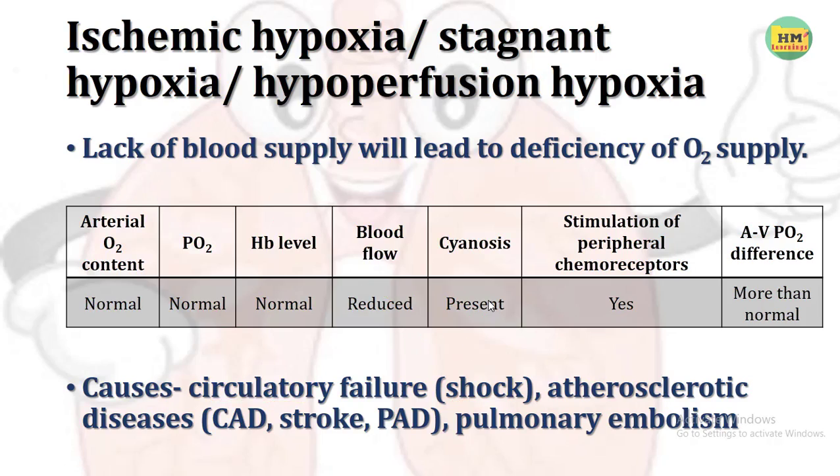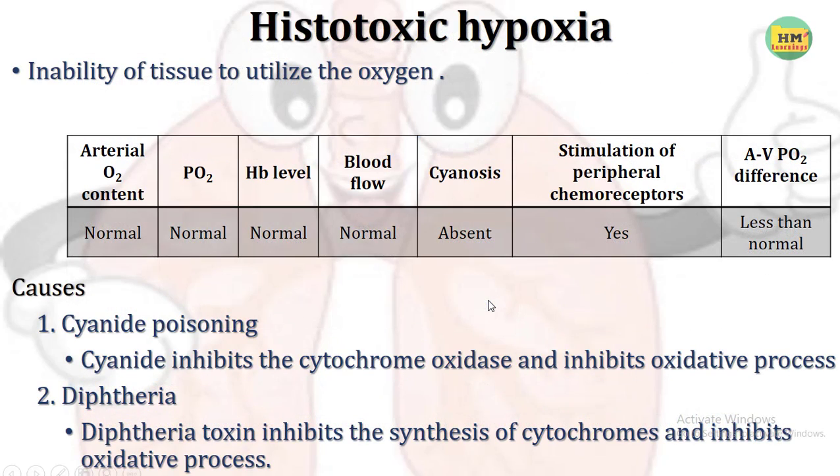Then we move on to the next type of hypoxia, called histotoxic hypoxia. So it is the inability of the tissue to utilize the oxygen. Everything is normal here. The arterial oxygen content is normal, PO2 is normal, hemoglobin is normal, blood flow is also normal, but the tissue has the abnormality. It has some kind of poisoning, like in cyanide poisoning. The cyanide inhibits the cytochrome oxidase, and it results in the inhibition of the oxidative process.